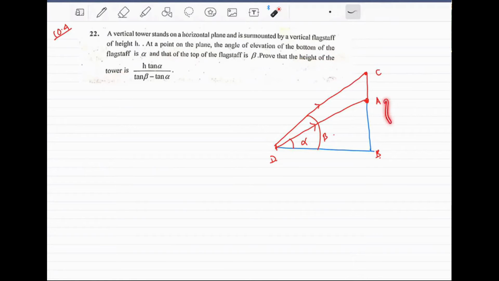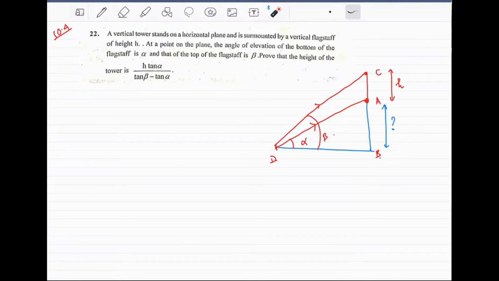Height of the tower is which part? This part right here, isn't it? Okay, so a vertical flagstaff of height h. The flagstaff is how tall? H tall. So you mention here the height of AC is h, and we have to find out the height of the tower AB. We actually have to prove it to be this value right here. So we have to prove that the height of the tower is h tan alpha by tan beta minus tan alpha. Easy, simple: if angle of elevation or depression is involved, tan theta, right?